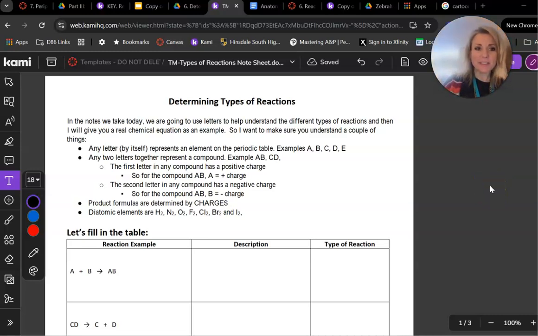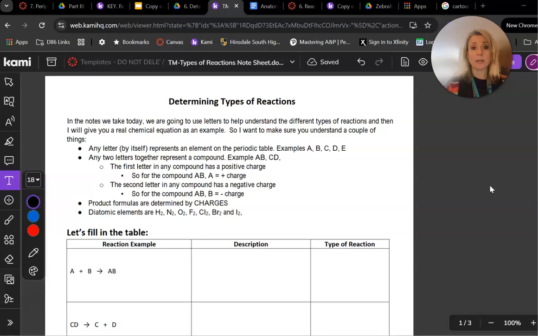Greetings, chemistry students. Today we are going to learn how to determine what kind of reaction we're going to have just by looking at our reactants. This is going to help us to predict products. What that means is that when you see that we're mixing two reactants together, we're going to be able to predict what our products are going to be, exactly what it is that we get out of that mixture.